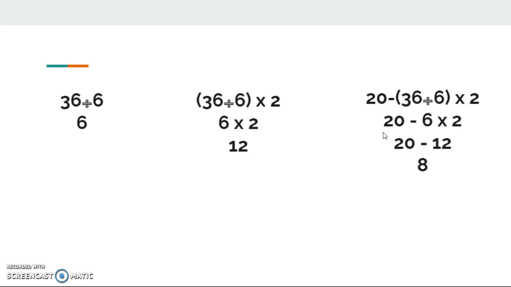This is one of the most common mistakes with our kiddos: they think they just work left to right. But if they pause and really think about the impact of what that operation is saying is happening with the numbers, it allows them to realize the order.